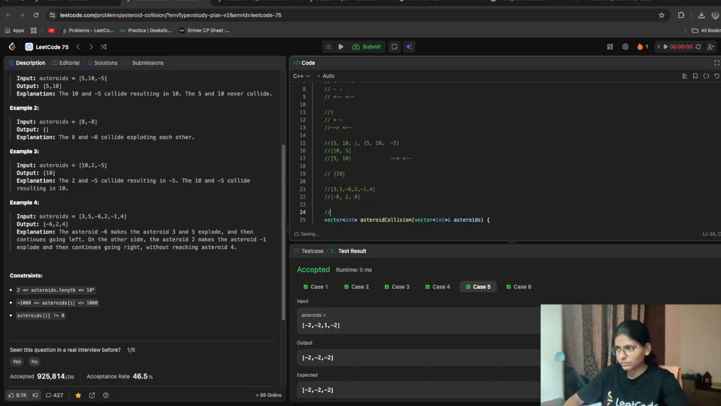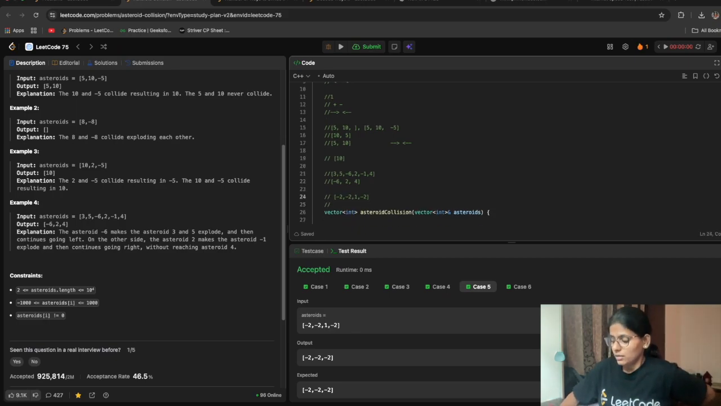Now we'll take the next example also. I have this one. For this, we have minus 2, both are going in left direction. So we'll take minus 2 left direction, minus 2 again left direction. Now we have 1 that is going in right direction. Minus 2 is going in left direction, 1 is going in right direction. So nothing will happen. So 1 will be there.